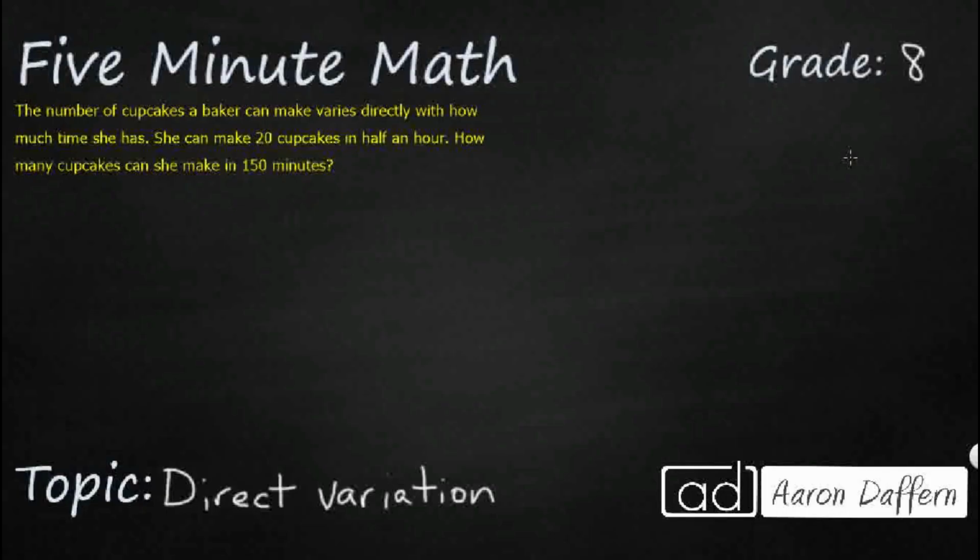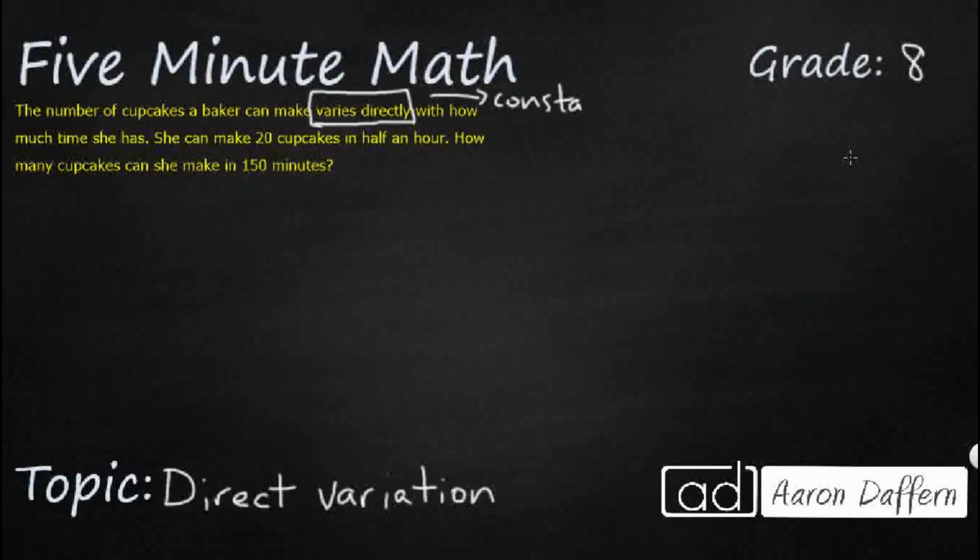So we have a sample problem here, pretty simple and straightforward. The number of cupcakes a baker can make varies directly. So that's our key term. You're going to see something like that in quite a few problems in 8th grade, varies directly. And all that means is it's just signaling that you have a constant rate or a constant proportion.